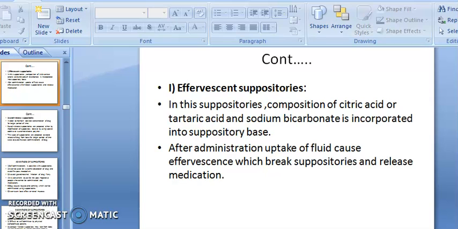Then effervescent suppositories. In these suppositories, a composition of citric acid or tartaric acid and sodium bicarbonate is incorporated into your suppository base. When we add the drug plus citric acid plus tartaric acid plus sodium bicarbonate, and this combination is incorporated in your base, you get the effervescent suppositories. After administration, uptake of fluid causes effervescence, which breaks the suppository and releases the medication. There is a chemical reaction, liberation of carbon dioxide takes place, and the pharmacological action of your suppository is seen.